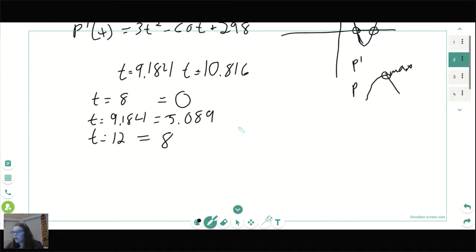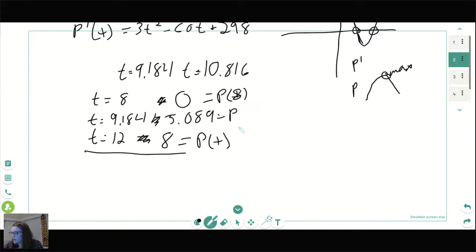Good. Okay, so we've got 0, 5.089, and 8, and it's a good thing we tested the endpoints because it looks like 12 has the fastest rate here, okay? So again, in terms of interpreting, what does that mean? T equals 12. This should say P of T equals 8. I should be a little bit more accurate with my writing here. Make sure you guys know.